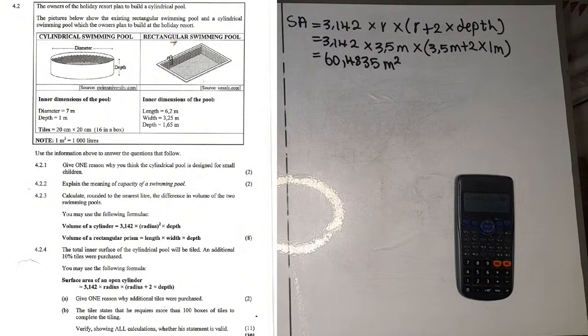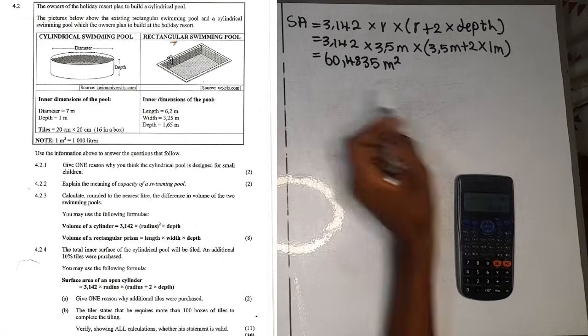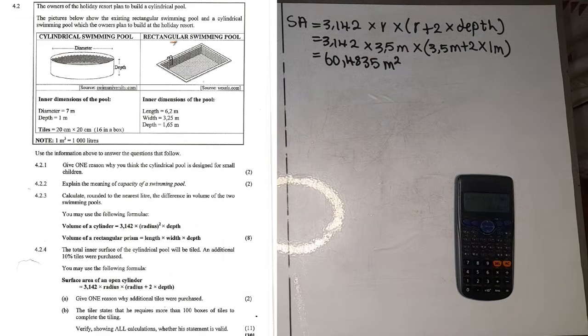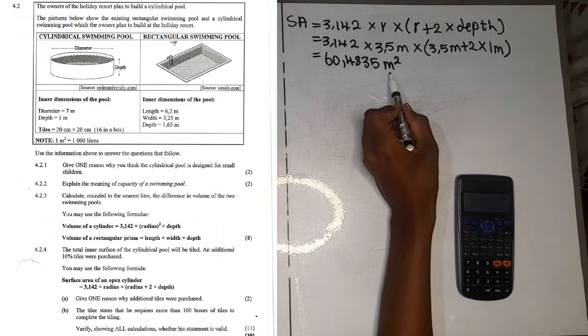And now that we have the surface area of the cylindrical pool, we can do what? That means that the next step is to calculate the area of a single tile. We have the area of the swimming pool, and now we need the area of a single tile in order to know how many tiles will be needed to cover the area of the swimming pool. So if you look at the dimensions of the tile given to us there, the dimensions are written in centimeters and our area is in meters.